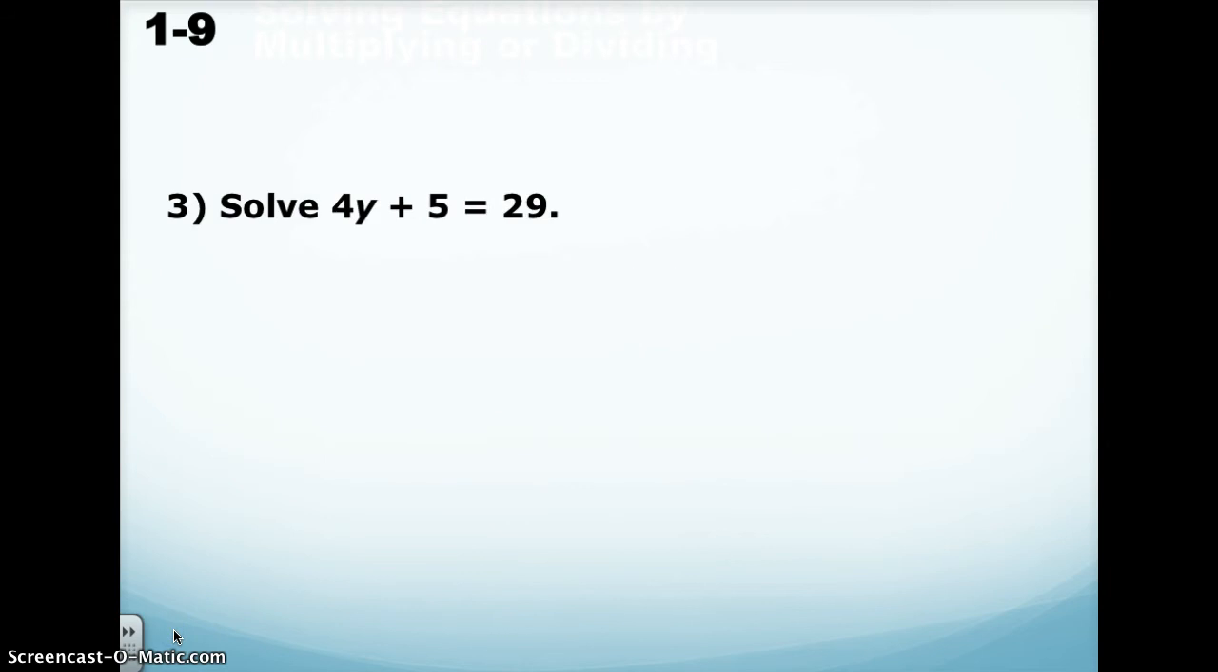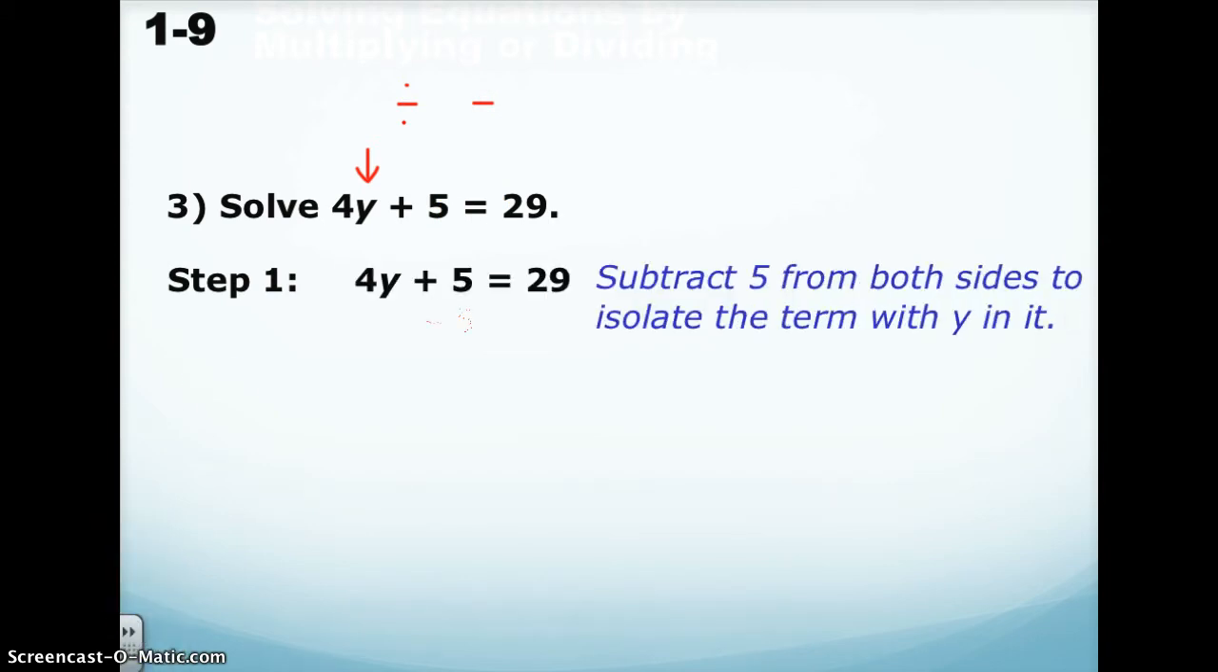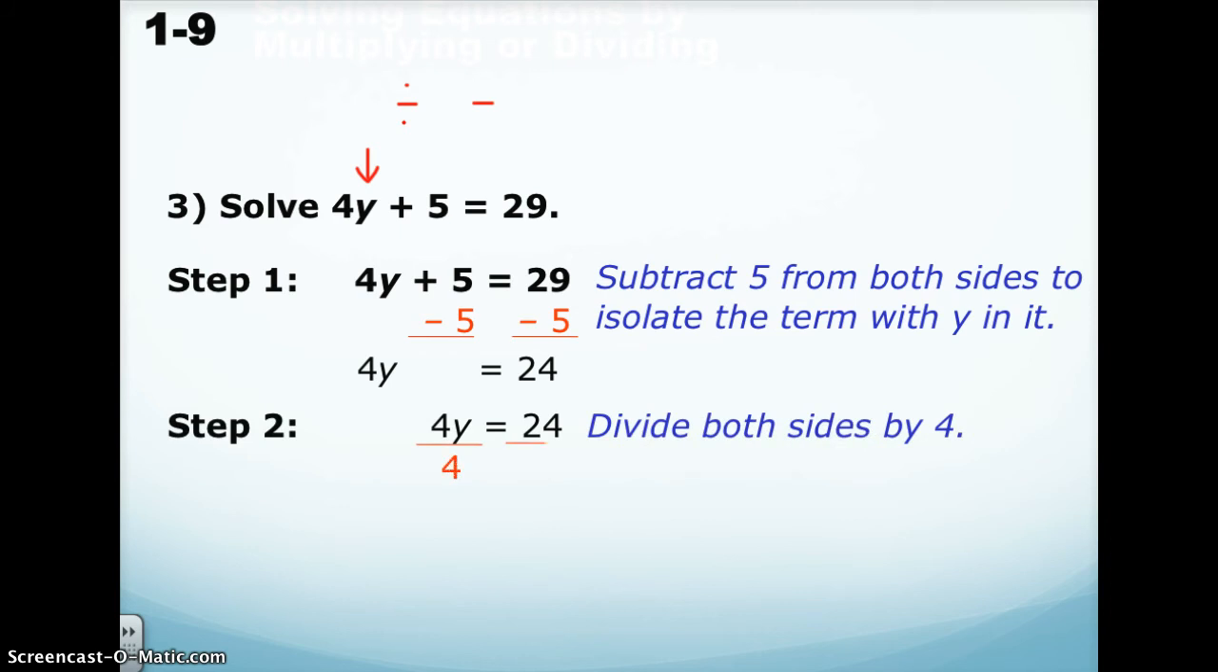Let's do the one in your notes. Solve 4y plus 5 equals 29. Step 1. Identify the variable, which is y, and then look at what's going on. Again, we have multiplication and addition, so we're going to divide and subtract, but we're going to do those in a backwards order. Subtract first. So we'll subtract the 5 from both sides. 4y equals 24. Now, second step, divide by 4 so that y equals 6.